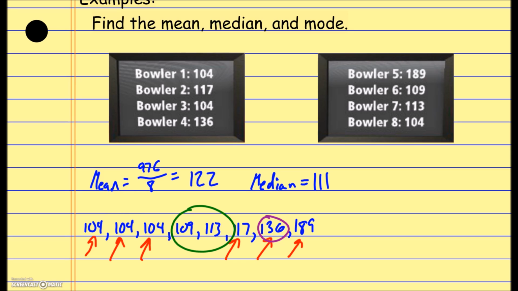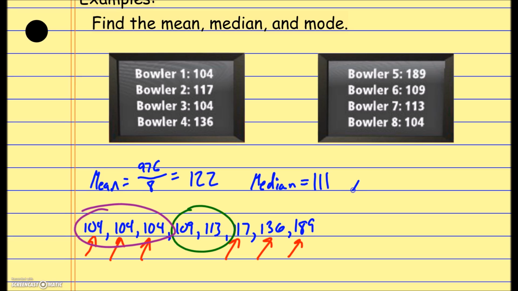If I were to go back and look at the data values, I could look at the original, or I can look at where I have them written down in order. Sometimes it's easier to look at the ones that are in order because I can see all the data values that are the same side by side. And so for this one, the value that repeats the most often is these right here, the 104s.